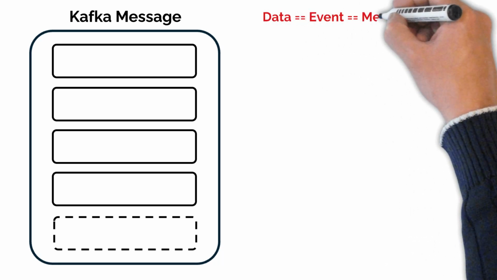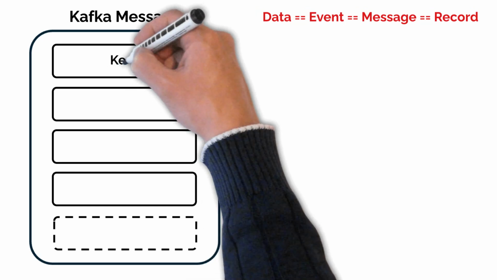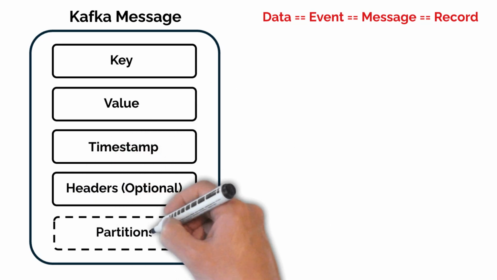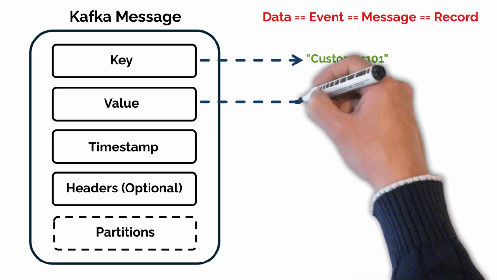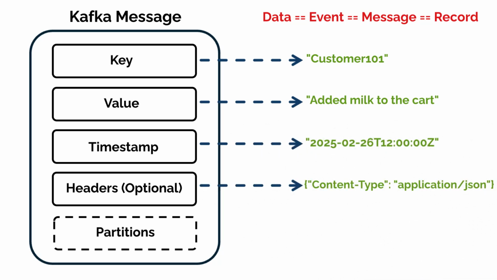When reading from or writing to Apache Kafka, data is processed as events. Each Kafka event consists of several components: a key, a value, a timestamp, headers, and an associated partition, which we will explore shortly. For instance, in an e-commerce scenario, we can have customer 101 as a key. For value, we can have an action such as added milk to the cart. We can have a timestamp, which records when the event occurred. For headers, we have metadata, such as specifying the data format, and we can have an associated partition of 3.